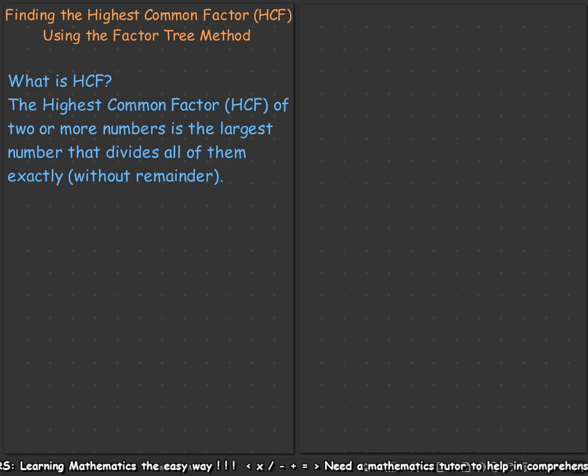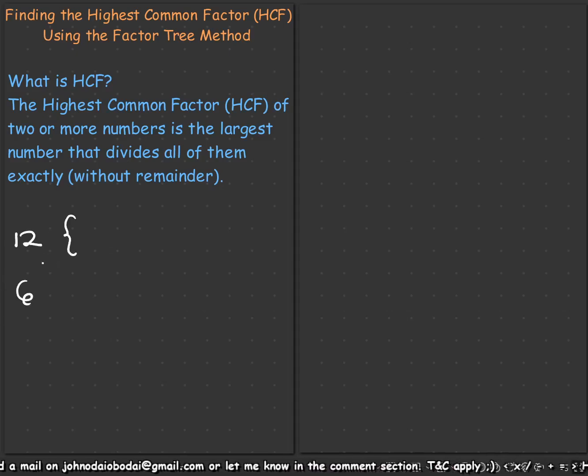In our earlier lessons, we looked at what factors are. And when we say the highest common factor, that is the largest number that divides any set of numbers without a remainder. You see, so you have two numbers. You can first look for all their factors, then look for all their common factors, then you take the highest among them. You get it? So let's take 12 and then 6, for instance.